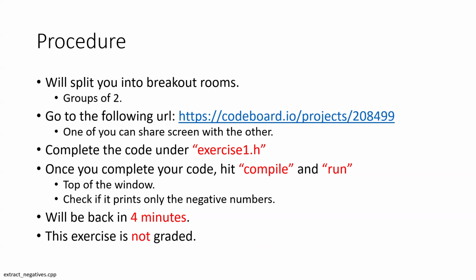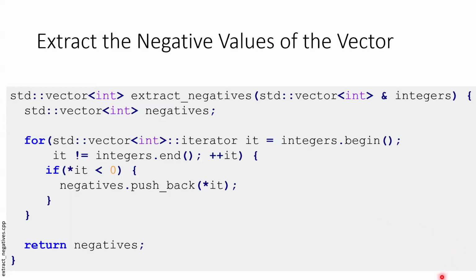Okay, I'll continue. So your code should look something like this. We have the for loop. We initialize IT to be integers.begin. We check it's not at integers.end and increment IT. And inside it, we dereference IT to see the actual value IT is pointing to. And if it's less than 0, that means it's negative. So let's push back the dereference of IT into negatives.